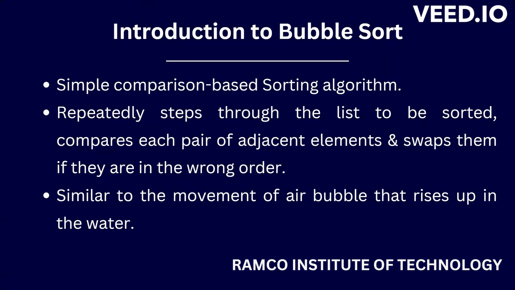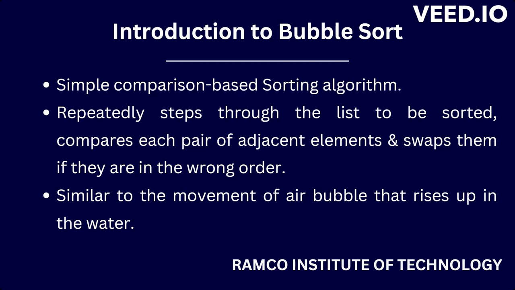So what is bubble sort? Bubble sort is nothing but a simple comparison-based sorting algorithm. This algorithm repeatedly steps through the list to be sorted, compares each pair of adjacent elements and swaps them if they are in the wrong order.